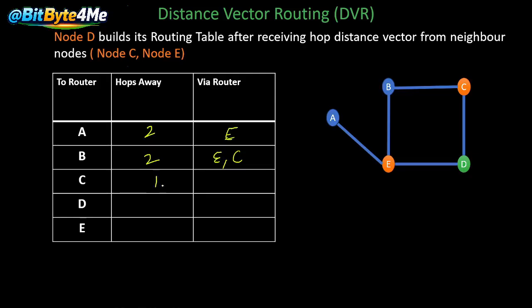Then C is 1 hop away, so it's through C, and D is the same node, so there is no need of any router. E is 1 hop away and it's through E. So this is the actual routing table of node D. Similarly, all the other nodes also build their routing table to send the data in the network.